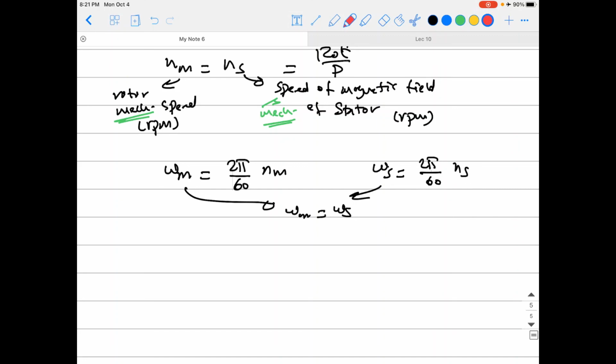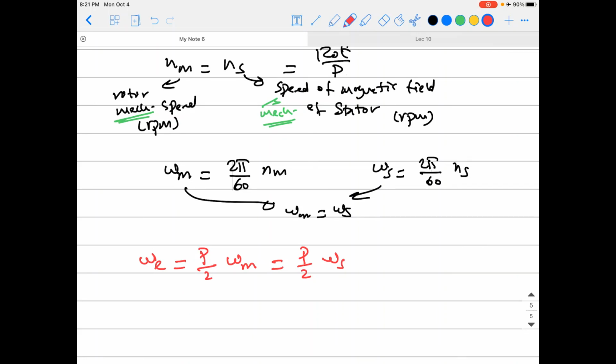But what about the frequency of the induced voltage, like we said before? So omega E, the electrical speed, equals P over 2 times the mechanical speed, which here for a synchronous machine equals the synchronous speed. So omega E equals P over 2 times omega S.